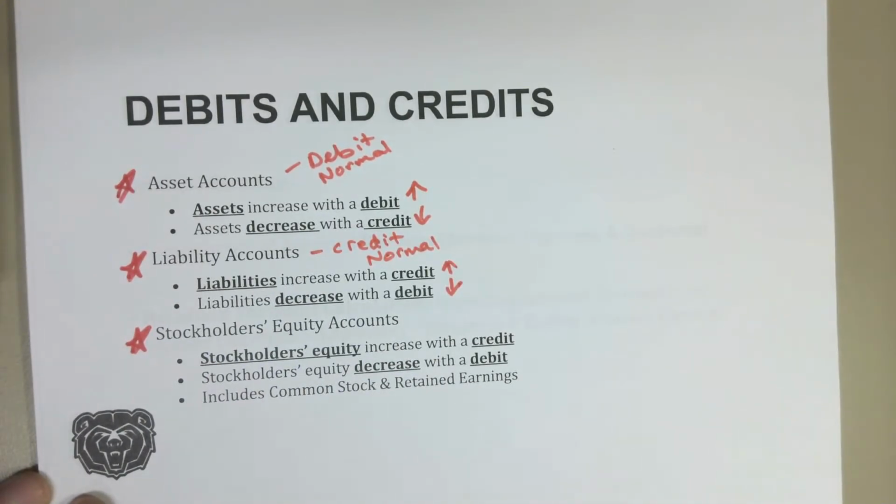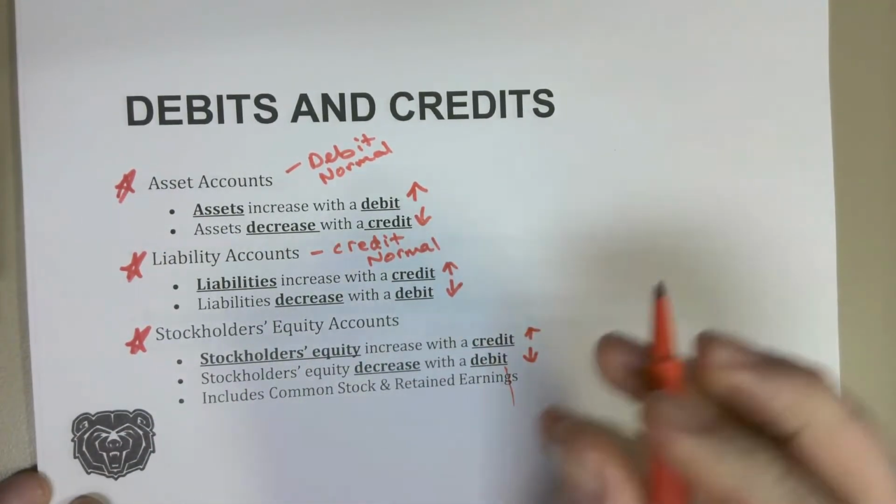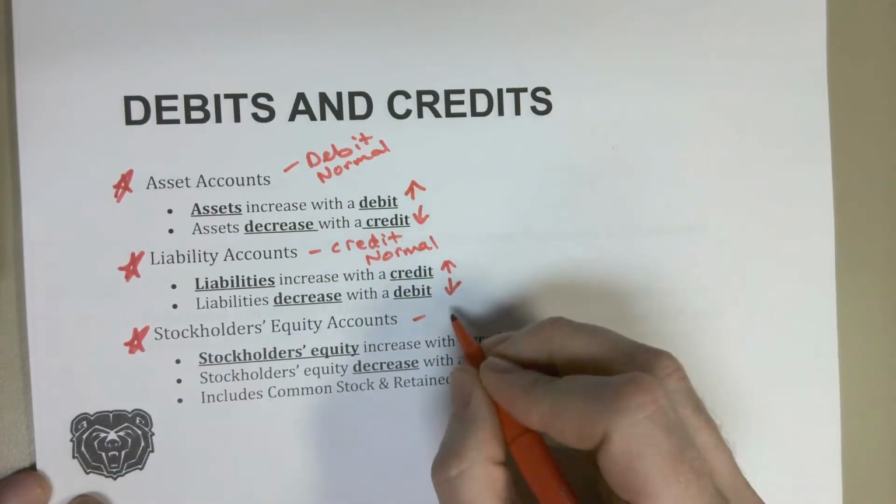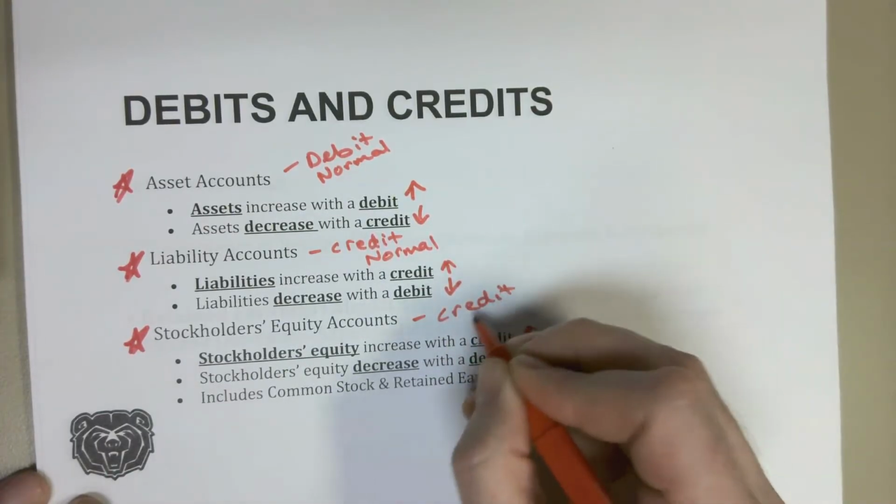Stockholders' equity increases with a credit and it decreases with a debit. Again, hopefully you've caught on. These are credit normal accounts.